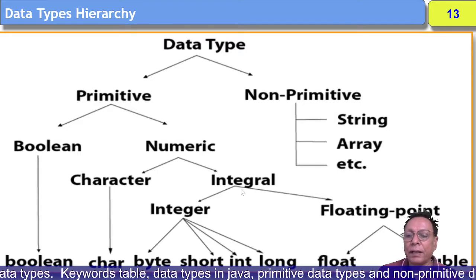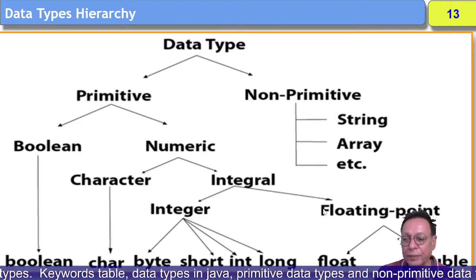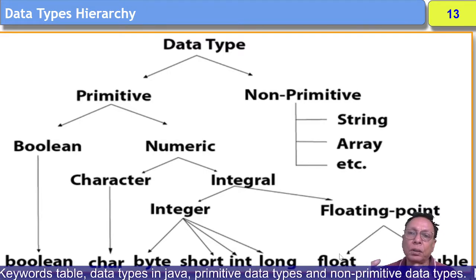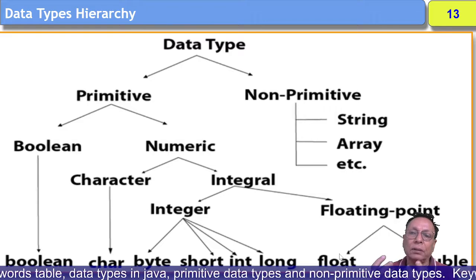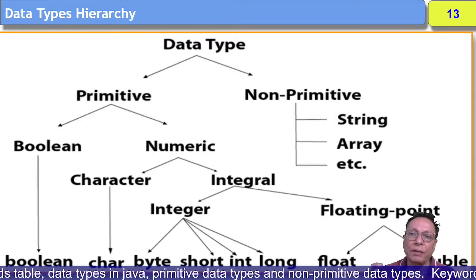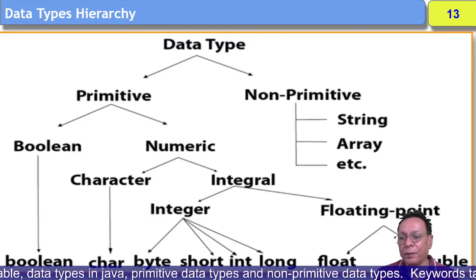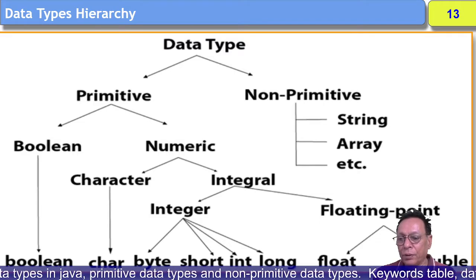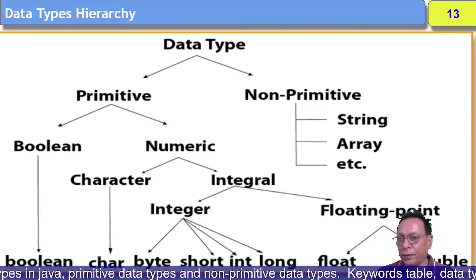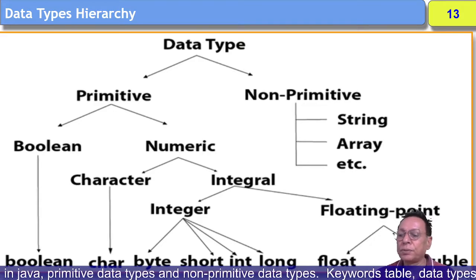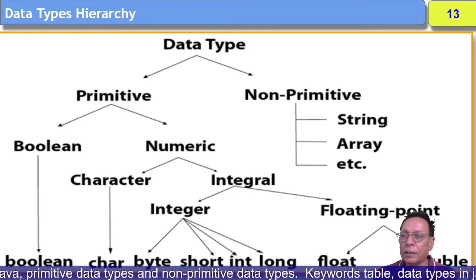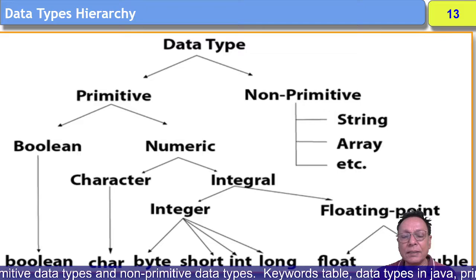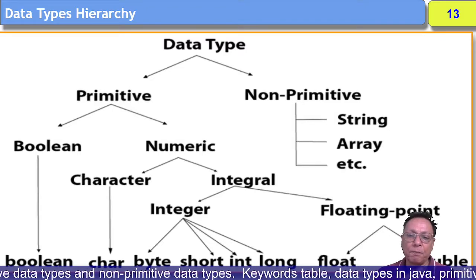And the other part, floating point, is float. This is again a type where you want to store the value which has a precision or decimal value. So float is smaller than double. You can use float where f is small, and you can use double where d is small. So these are the data types, and these data types are primitive data types.